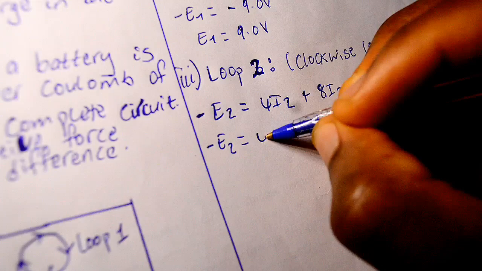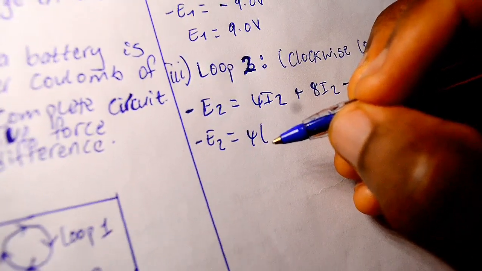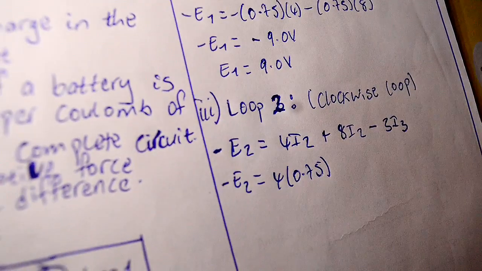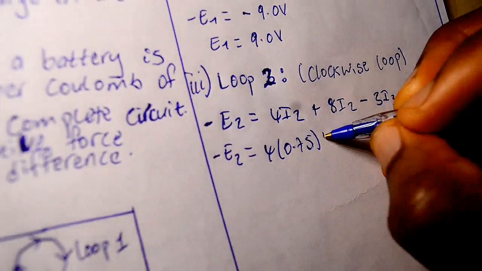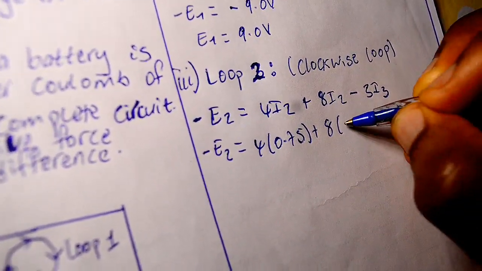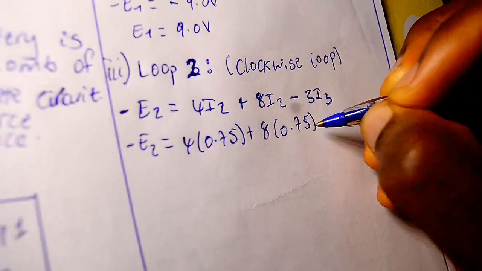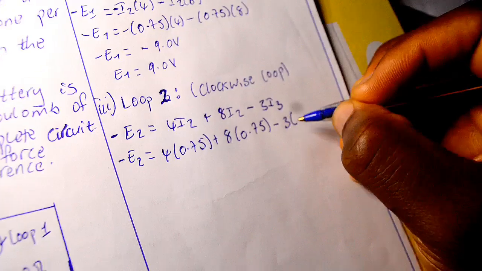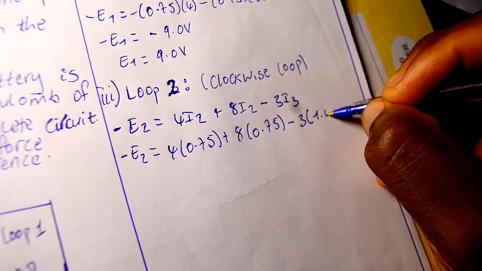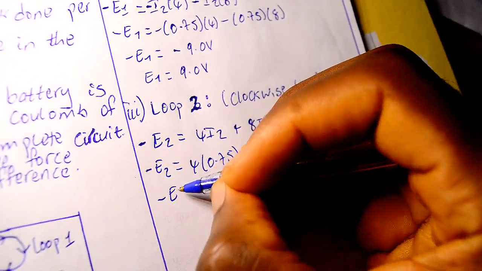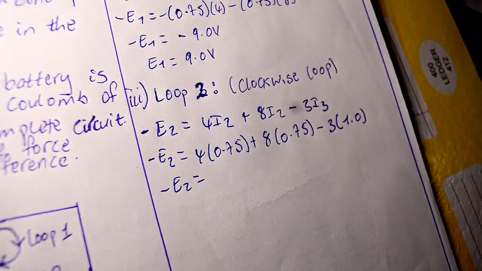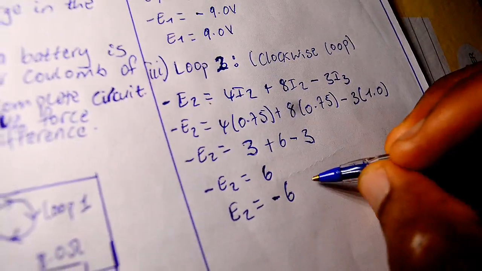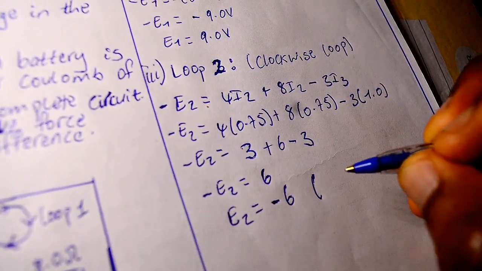Equals 4 into I2, 0.75, plus 8 into 0.75, minus 3 into I3. I3 is 1.0. So negative E2 will be equal to, this negative means the current flows in the opposite direction.